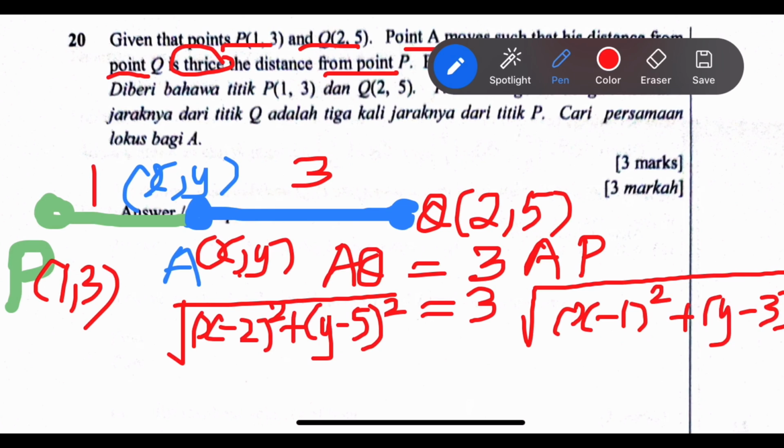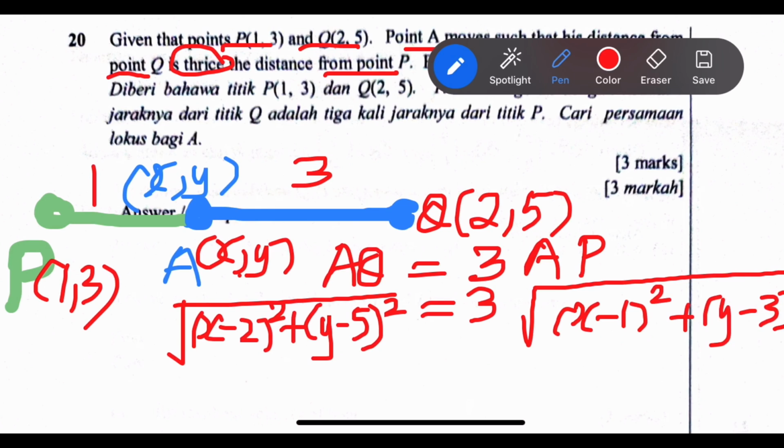AQ is the square root of (x minus 2) square plus (y minus 5) square, right? Make sure you square root, okay? And then 3 times the AP. So we'll take the square root of (x minus 1) square plus (y minus 3) square. Okay, always double check the distance formula is always plus. In between the two squares is plus. Don't change the formula.